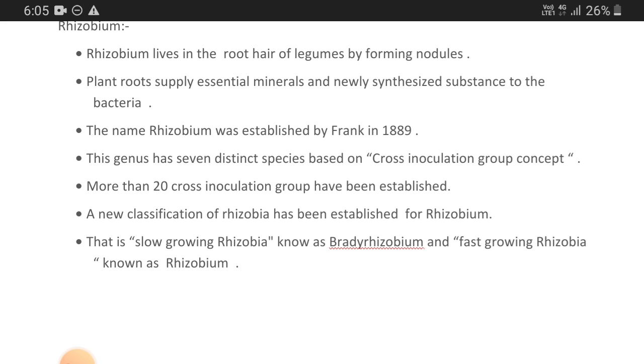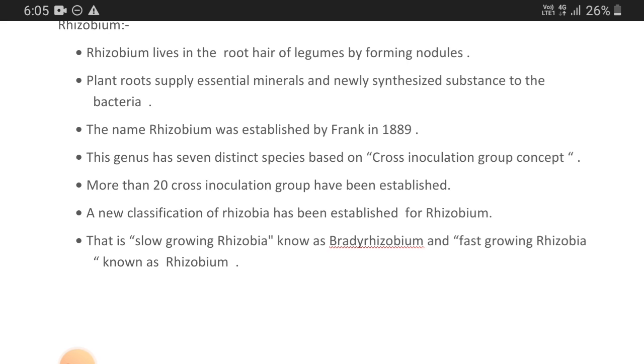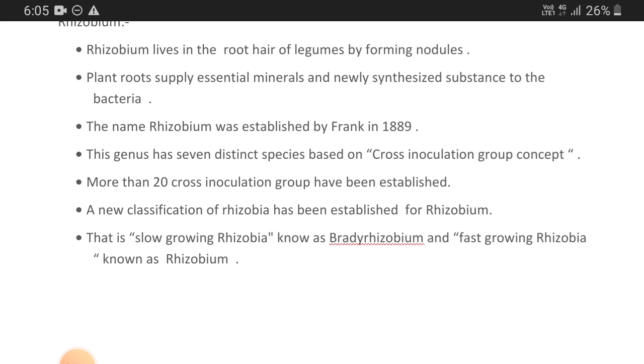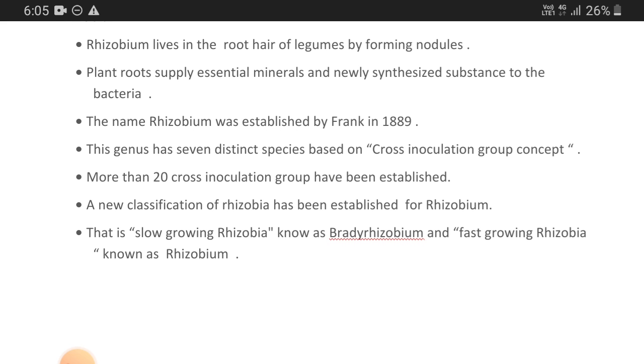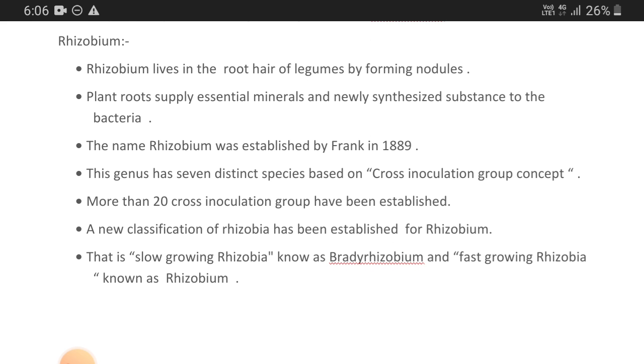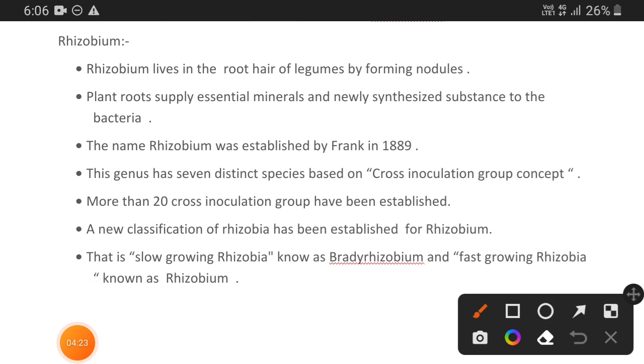These last two points are important: a new classification of rhizobium is now used. This new classification has one fast growing rhizobium and another slow growing rhizobium. Slow growing rhizobia are known in that group as bradyrhizobium, and fast growing rhizobium is known as rhizobium.